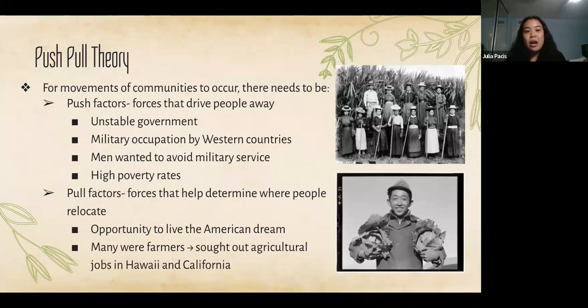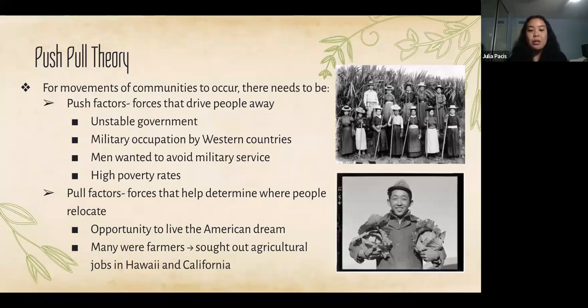So to begin with, we need to look at the push-pull theory to see why Japanese immigration occurred to America. So there were push and pull factors. Push factors are forces that drive people away. In terms of these Japanese immigrants, they were pushed away by an unstable government, military occupation by Western countries, specifically the United States and Britain. Men wanted to avoid the military service that was required in Japan at the time, and there were also high poverty rates. In addition, there were also pull factors, which are forces that help determine where people relocate.